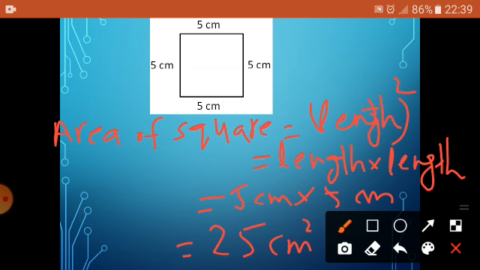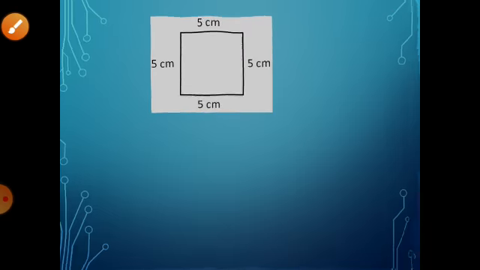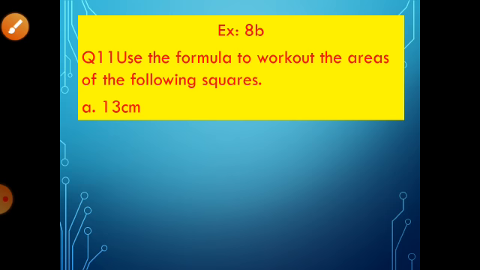I hope you understand the concept of calculation of area of square and rectangles by using formula. So with the same procedure, there are questions in your exercise 8B, question number 11. You have to use the formula to calculate area of the squares with the given measurements, like lengths are given to you, and you can calculate the area with this whole procedure. So I hope now you'll be able to solve.